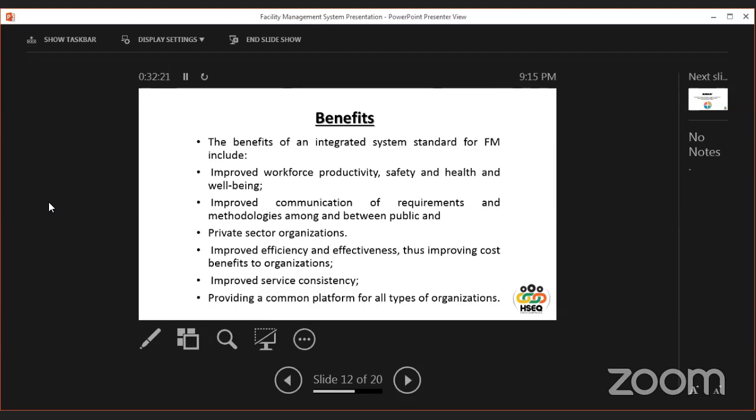And on the other hand, if we have genuine machines, properly lubricated, properly maintained, and running very fluently, the productivity of the organization increases and there is less chance of health and safety risk as well. Improved communication of requirements and methodologies among and between public and private sectors.